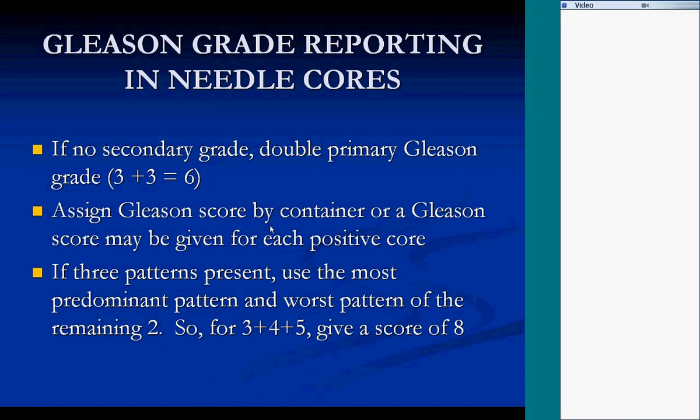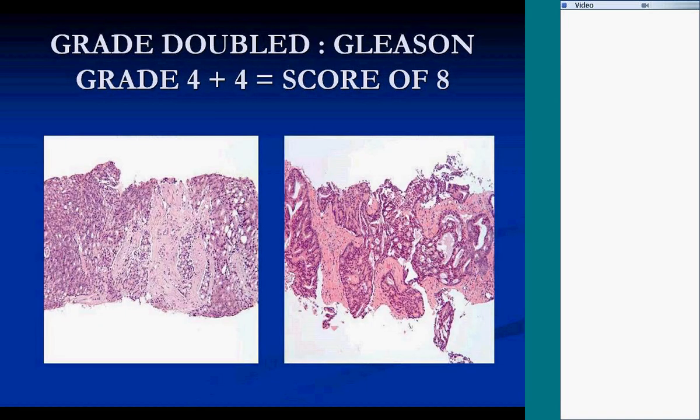So if you have a case where there are patterns 3 plus 4 plus 5 all in the same core, what one does is take the 3 as the most common pattern, and then 5 because that's the highest of the next two, and you basically give a score of 8. This approach has been validated as clinically relevant and important. There was a recent paper in JAMA, just a couple of years ago, where incorporating the tertiary pattern did predict outcome for patients.